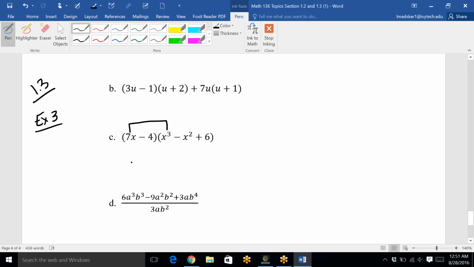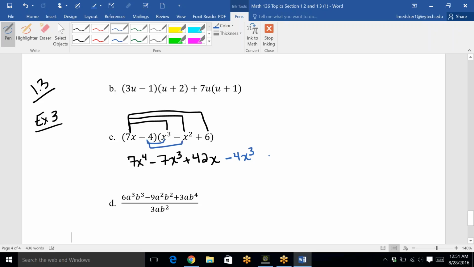So 7x times x cubed would be 7x to the fourth. 7x times negative x squared would be negative 7x to the third. And 7x times 6 would be 42x. I'm going to use a different color. Now we have to do negative 4 times everything in the second part. So this would be negative 4x cubed. Negative 4 times negative x squared would be positive 4x squared. And negative 4 times positive 6 would be negative 24.